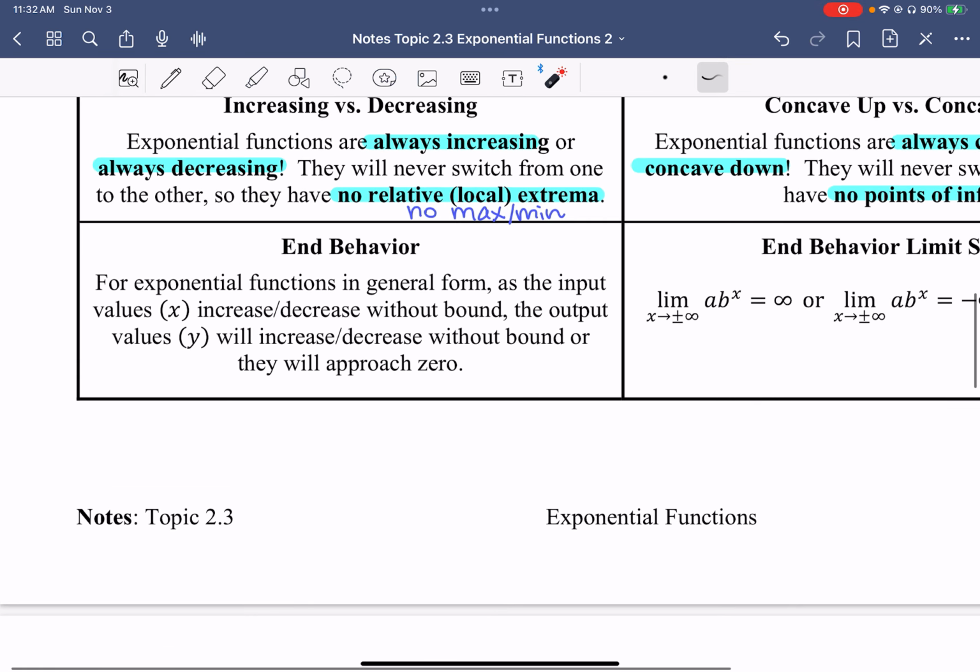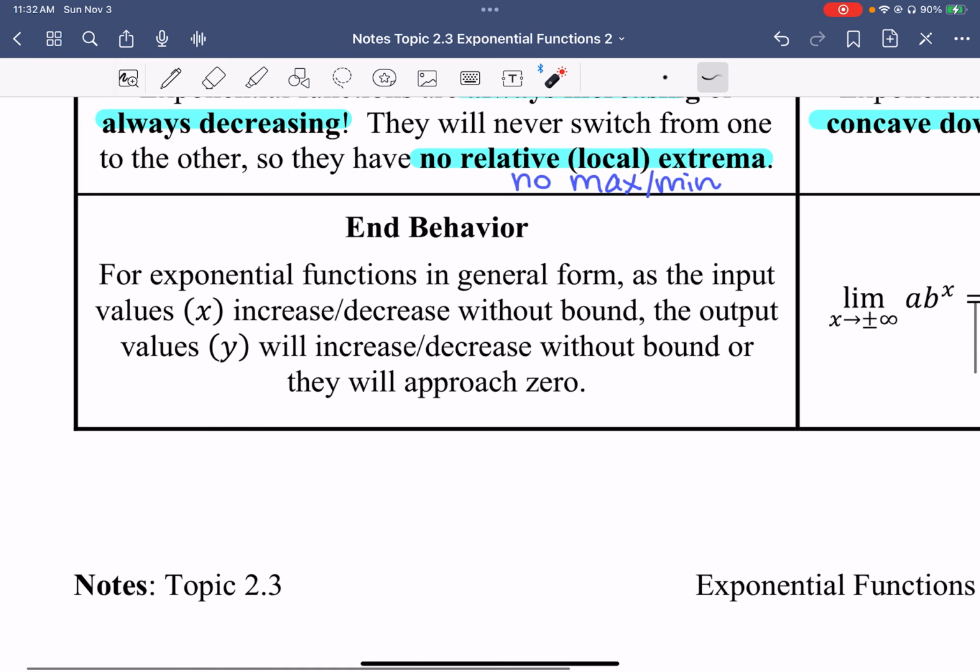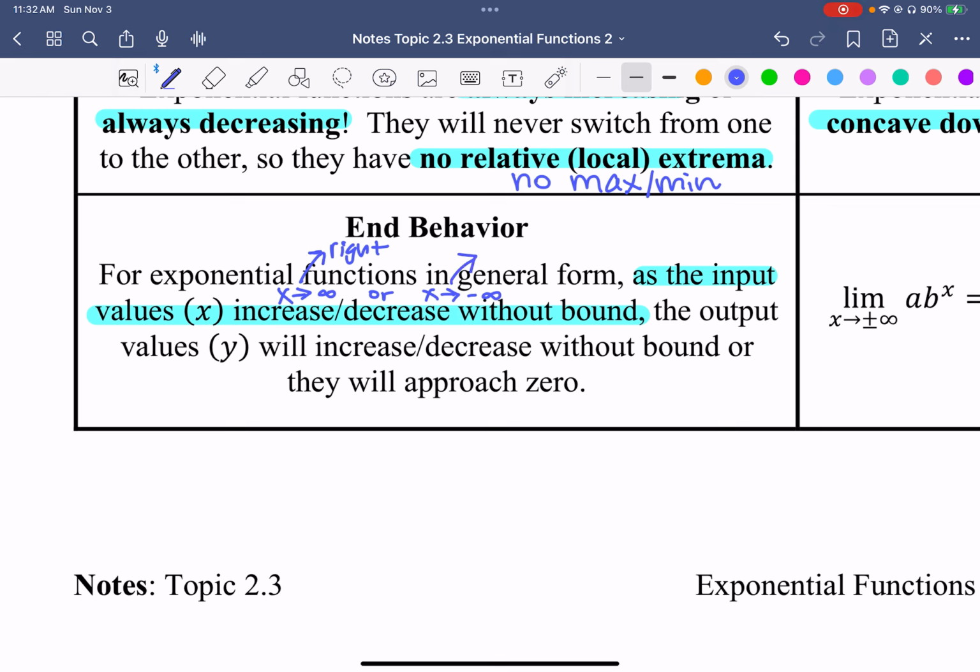For exponential functions in general form, as the input values increase or decrease without bound, the output values will increase or decrease without bound, or they will approach 0. Okay, so this part here that says as the input values increase or decrease without bound, that means that x is going either to positive infinity or x is going to negative infinity. And if you remember from Unit 1, if you're going to positive infinity, that means you're going all the way to the right. And if you're going to negative infinity, that means you're going all the way to the left. Okay, so if it says without bound, that means you're going to either positive or negative infinity.